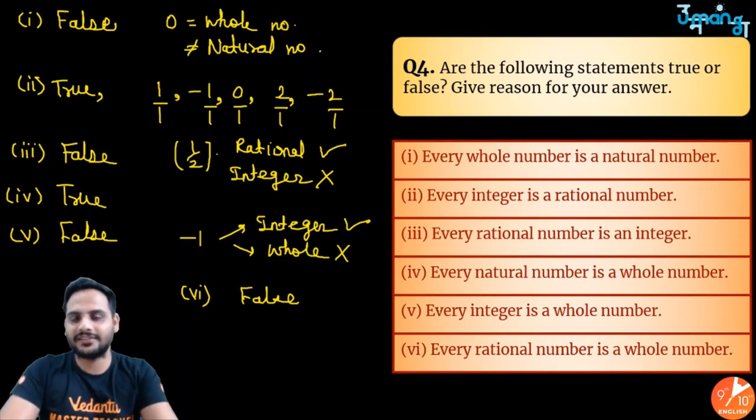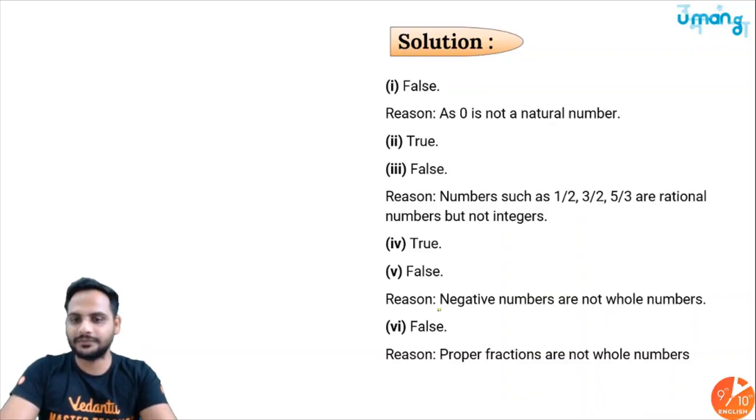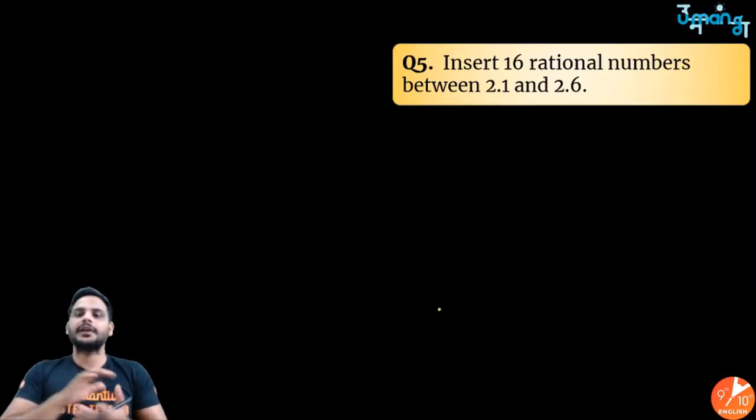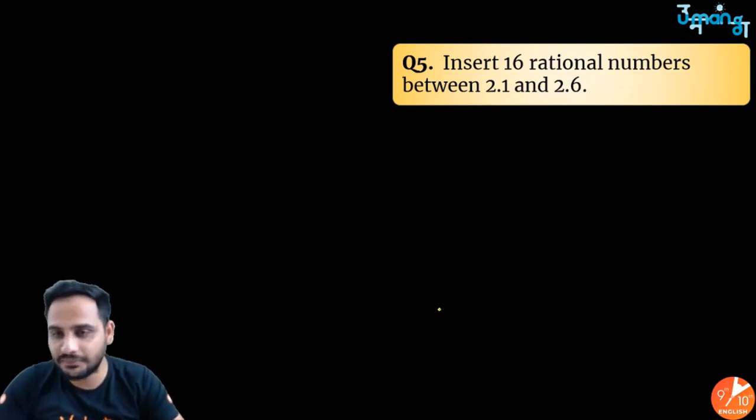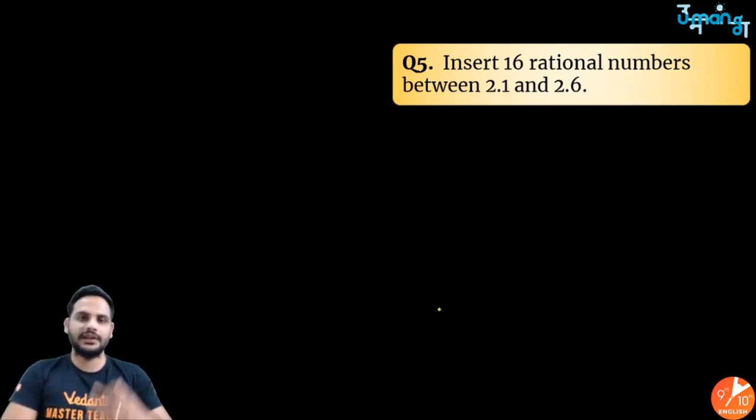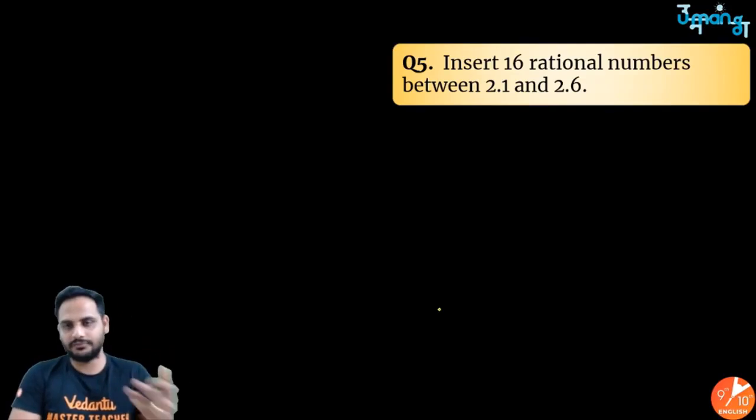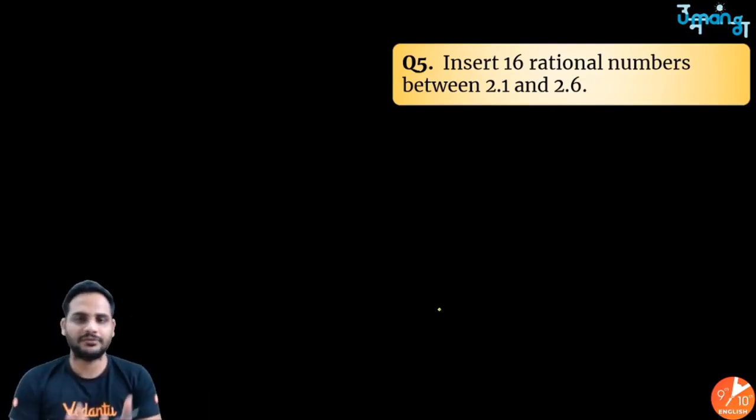Okay, so this is the answer over here. Next question. Insert 16 rational numbers between 2.1 and 2.6. So again, two ways I will do it for you. Fraction form also you can do, decimal form also you can do.